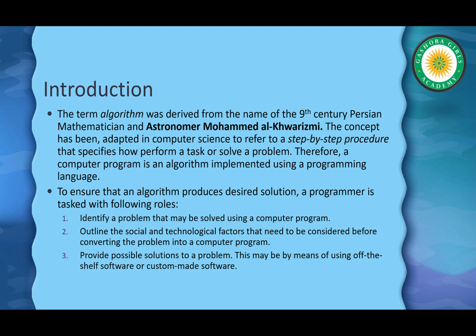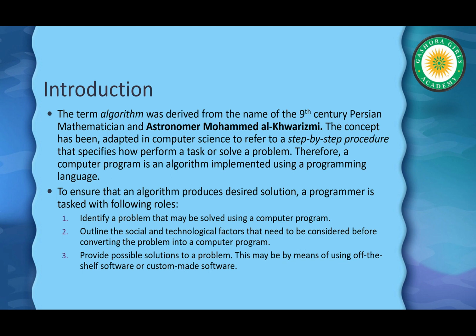To ensure that an algorithm produces the desired solution, the programmer is tasked with the following roles. Each programmer will be doing the following to ensure that the algorithm written is correct or is doing what it is supposed to do. One, the programmer has to identify a problem that may be solved using a computer program. Which means before writing a program, you need to know what the program will do. So you need first to identify the problem.